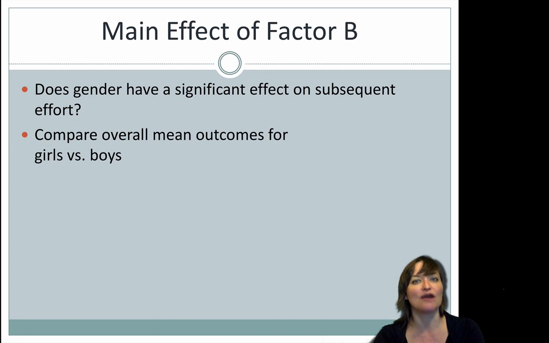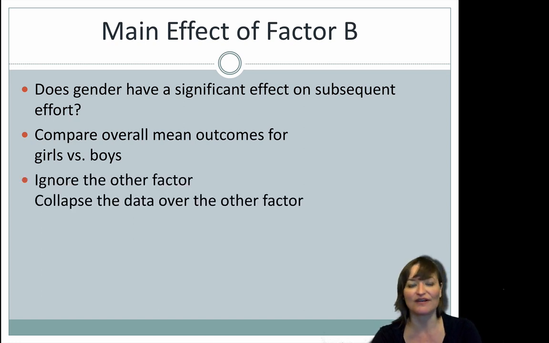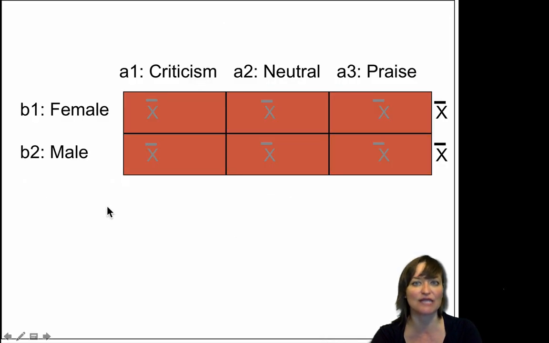So we're going to compare the overall mean for the girls versus the boys. We're going to ignore the other factor and collapse the data over it. So we're going to take our data and average: do girls or boys give different amounts of effort, or the same amount of effort, ignoring whether they'd been criticized or treated neutrally or praised? When you do this on your homework, you will just be averaging those averages, averaging all of the level 1 and all of the level 2 of that predictor variable.